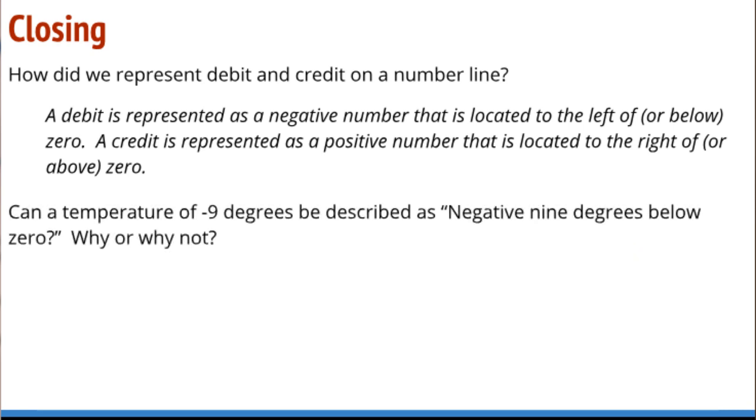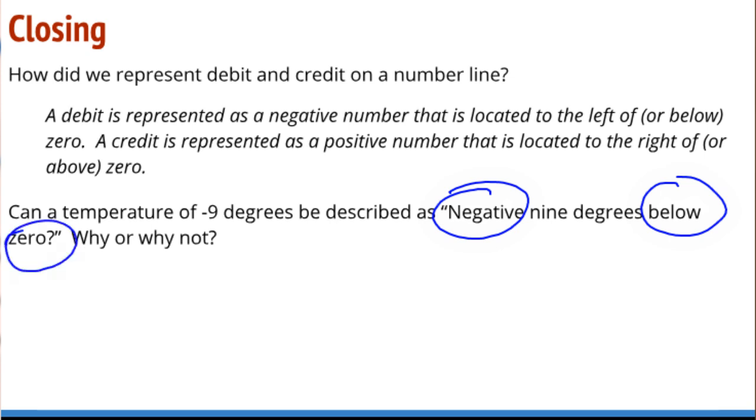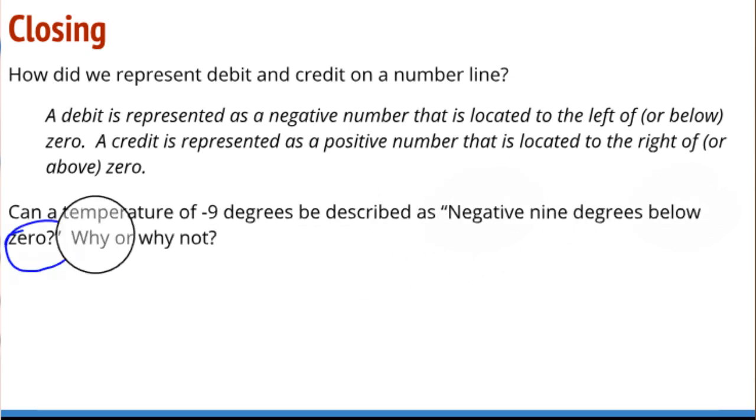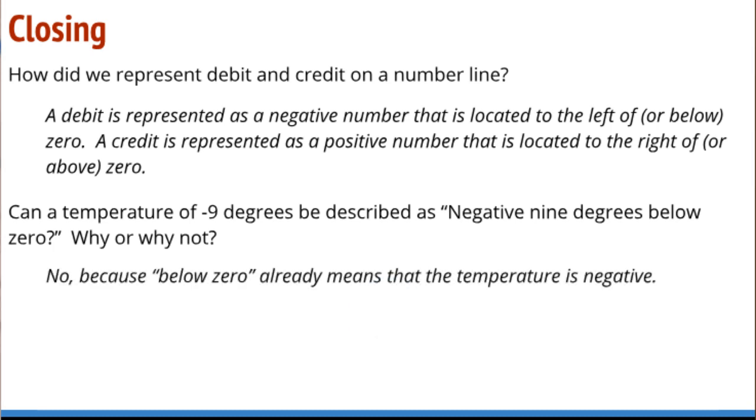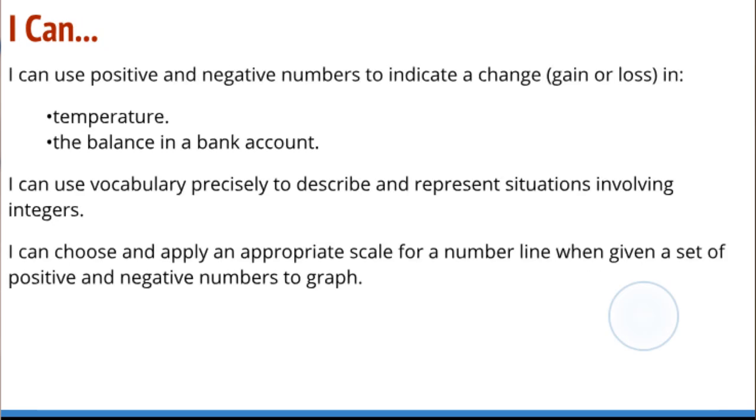Can a temperature of negative 9 degrees be described as negative 9 degrees below 0? Why or why not? And I already gave a little speech about this. Here we have the double usage again. We've got the negative and we have the below 0. Use one, use the other, but don't use them both at the same time. Below 0 already means the temperature is negative. Negative already means it's below 0. Don't say it twice.